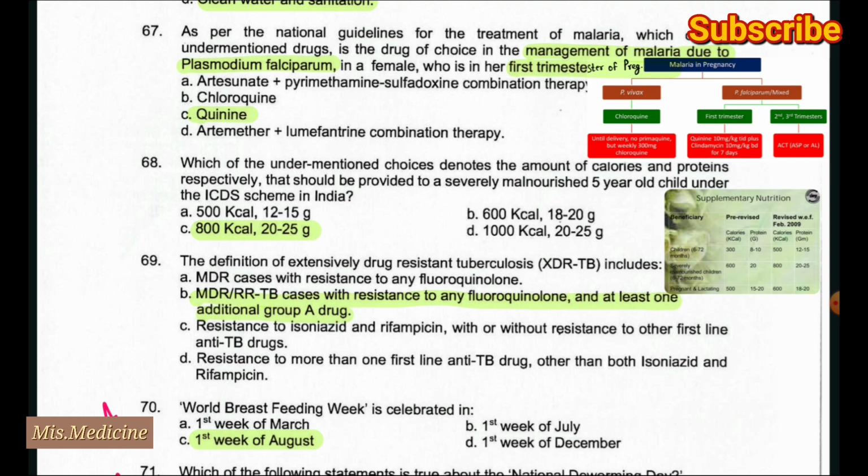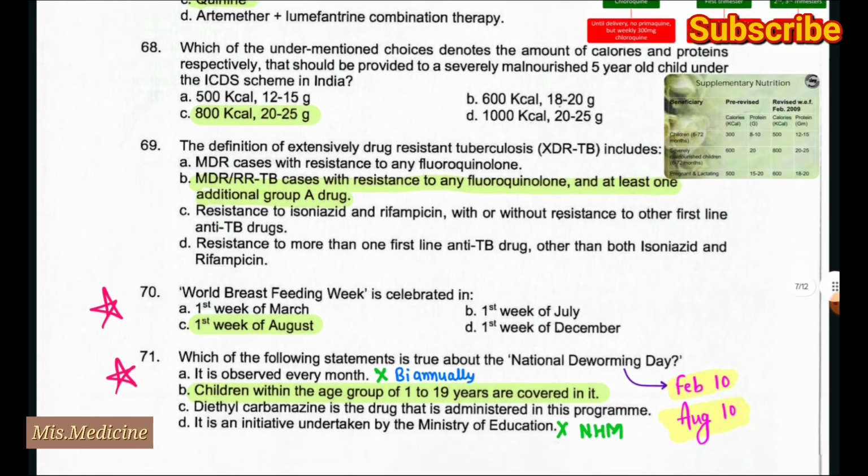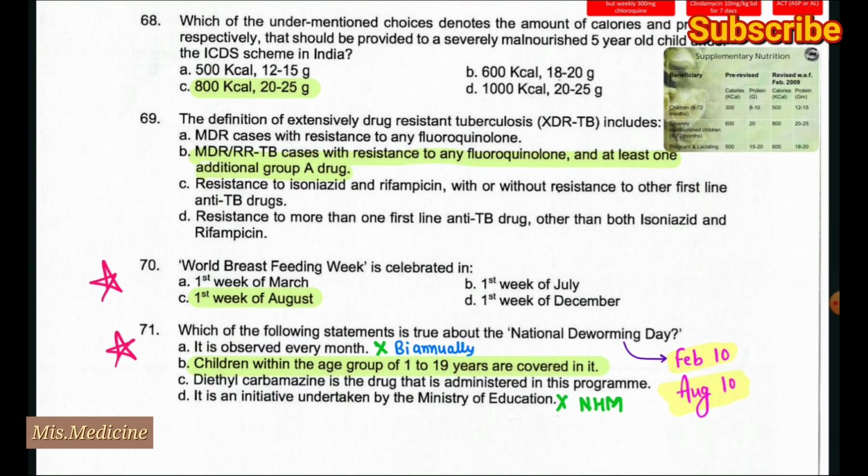Okay. The next question: the definition of extensively drug resistant tuberculosis, which is XDR-TB, includes MDR/RR-TB cases with resistance to any fluoroquinolone and at least one additional group A drug. Next question: World Breastfeeding Week is celebrated in the first week of August.